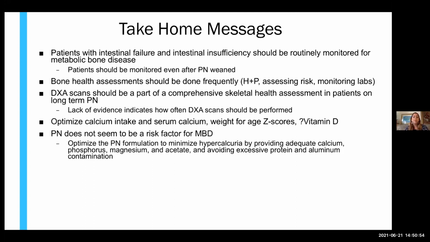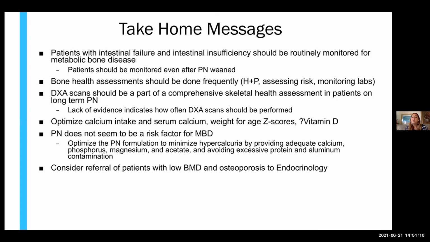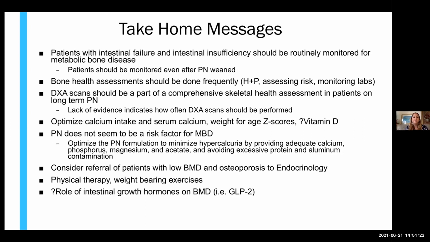PN does not seem to be a risk factor for metabolic bone disease, but we do want to optimize our PN formulation to minimize hypercalciuria. So we want to provide adequate calcium, phosphorus, magnesium, and acetate, and avoid excessive protein and aluminum contamination. Very important, we want to consider referral of these patients that have low bone mineral density and osteoporosis to endocrinology. Encouraging physical therapy and weight-bearing exercise, both for prevention of metabolic bone disease and for treatment.